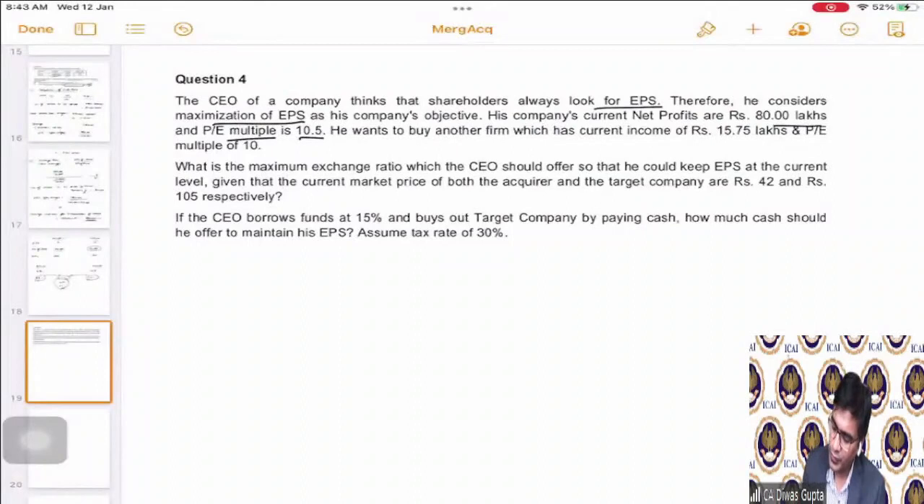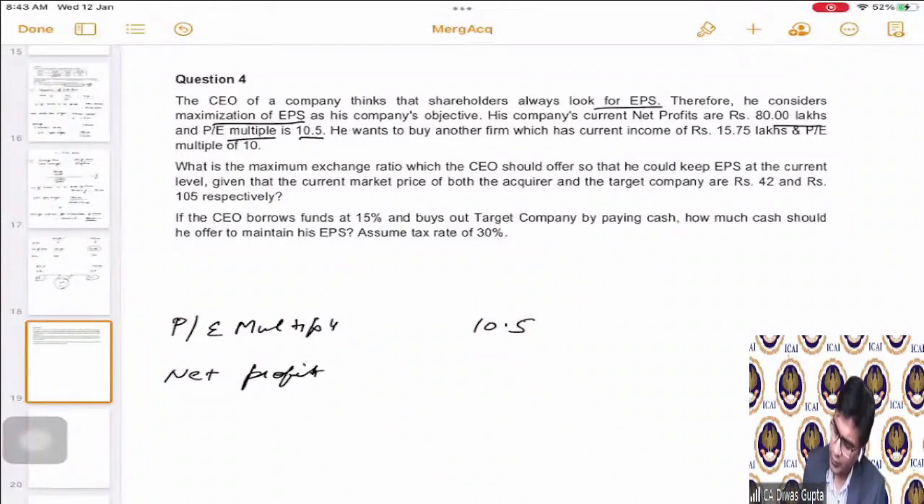So first of all, again, we will just tabulate the data. PE ratio or PE multiple is one and the same thing, correct? PE multiple 10.5 and net profits is equal to 80 lakhs. He wants to buy another firm which has a current income of 15.75 lakhs and a PE multiple of 10.